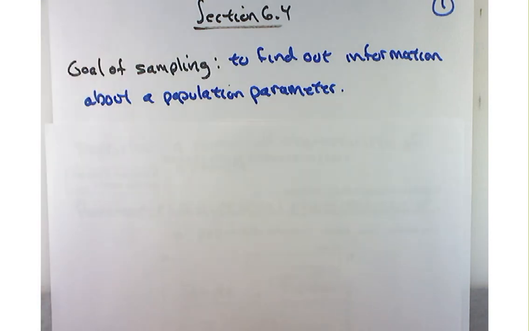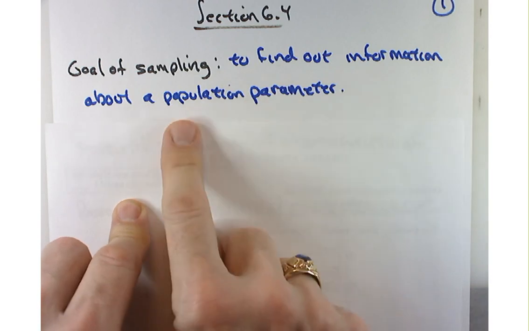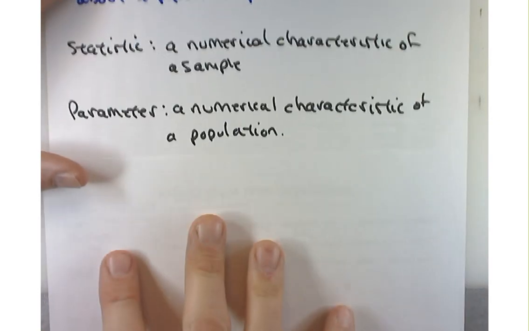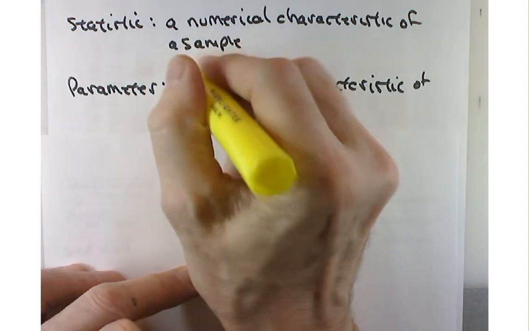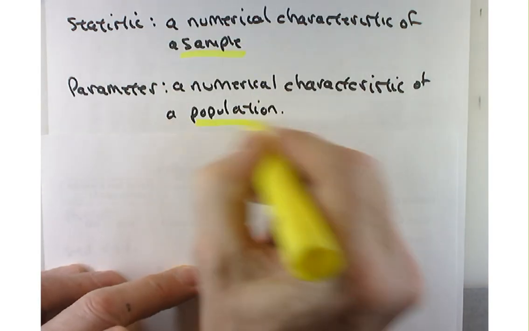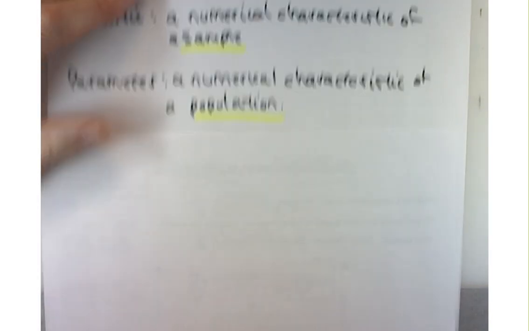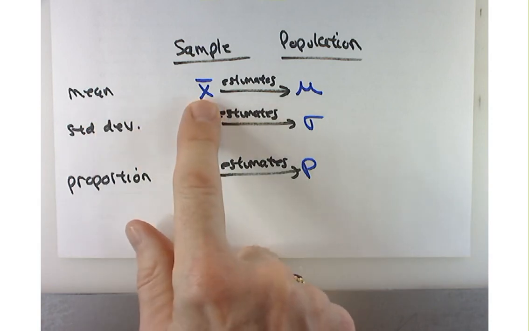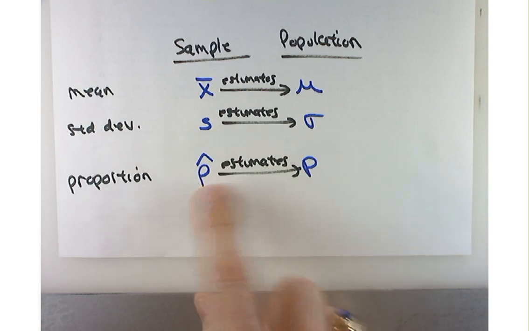So a quick recap. I stated the goal of our sampling is to find out information about a population parameter. And of course, it helps you to remember the difference between a statistic and a parameter. A statistic is a numerical characteristic of a sample, while a numerical characteristic of a population is your parameter. So you want to keep those things straight. Here's our notation for those things. Sample mean, denoted by x bar, estimates the population mean, denoted by mu; s and sigma, p hat and p respectively.